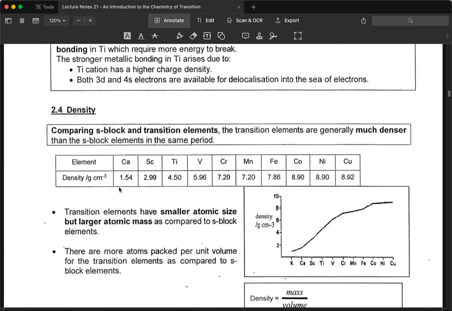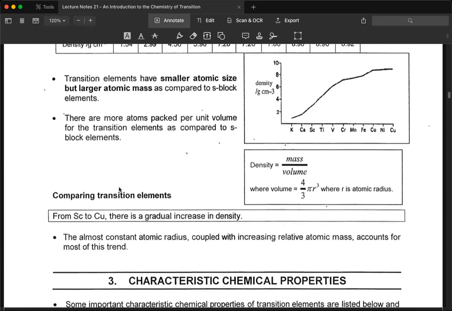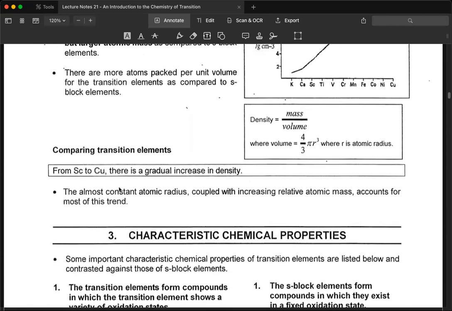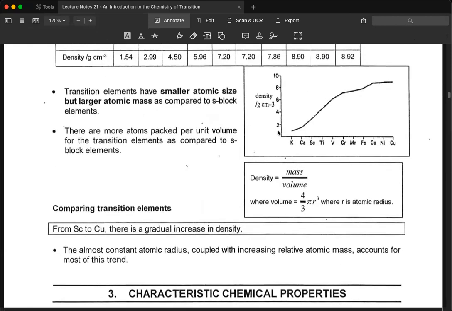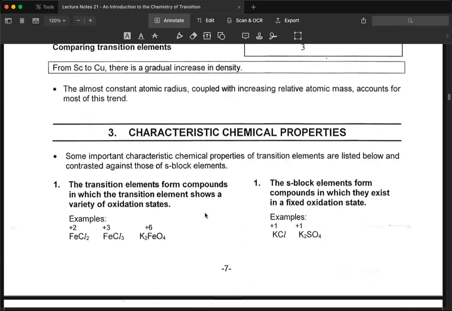Comparing s block and transition metals, the transition elements in general are denser. That is because transition metals have a smaller atomic size but a larger atomic mass compared to s block. So we expect more atoms to be packed per unit volume for transition metals. As for density, there is a gradual increase across the period because the atomic radius is almost constant, but the mass increases, which explains the gradual increase in density.